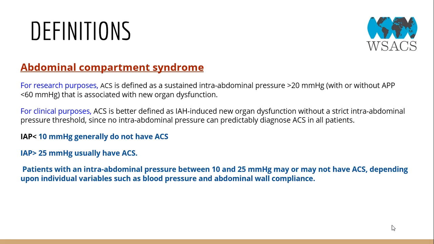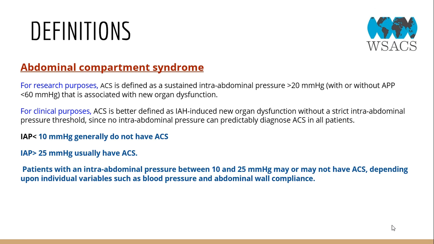Abdominal compartment syndrome is defined as a sustained intra-abdominal pressure more than 20 millimeter of mercury with or without abdominal perfusion pressure of less than 60 millimeter of mercury that is associated with new organ dysfunction. For clinical purposes, ACS is better defined as intra-abdominal hypertension induced new organ dysfunction without a strict intra-abdominal pressure threshold, since no intra-abdominal pressure can predictably diagnose ACS in all the patients.